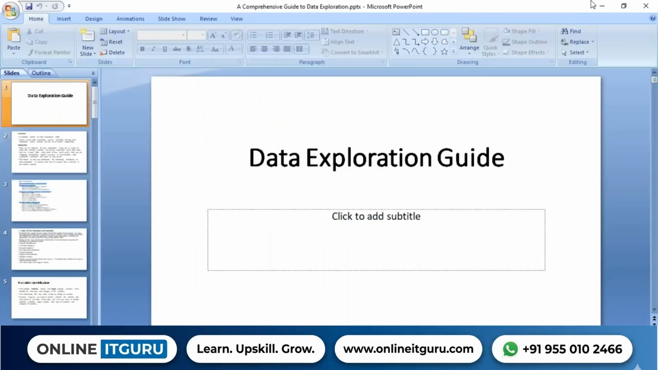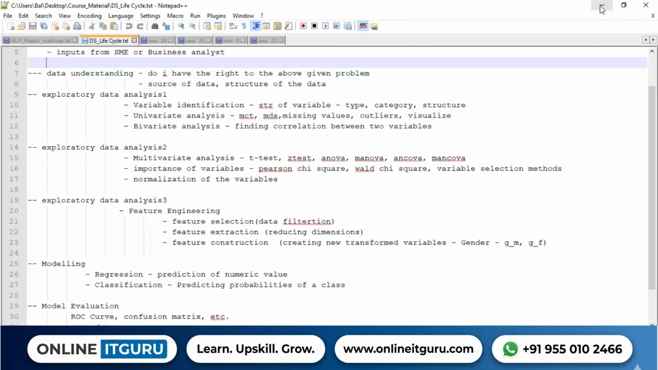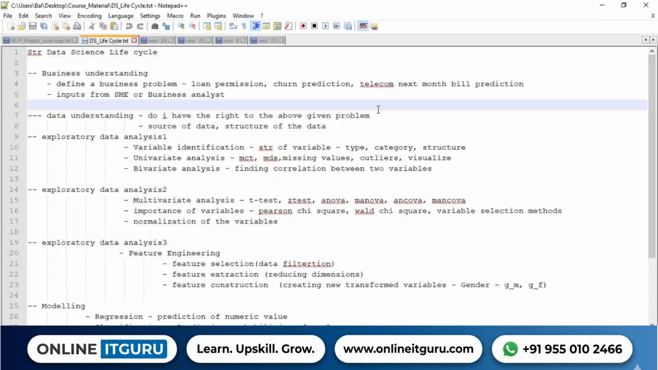So what I would do, I'll just let you walk through the data science life cycle. How does a typical data science project look like, and where exactly do we start from?